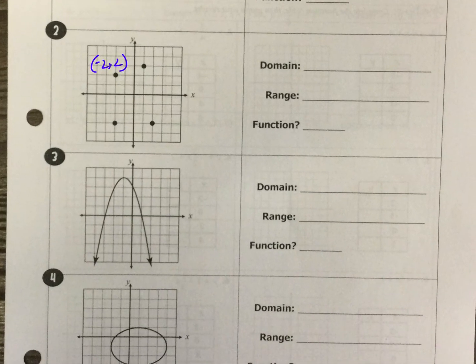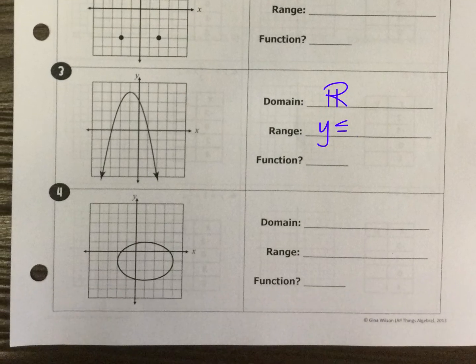Number 3, our domain, we can see that it's going on forever, a little bit to the left and a little bit to the right. So we're going to use our gang sign, all real numbers. For the range, though, there's a limit to how high it can go. Y is going to have to be less than or equal to what? So I need you to figure out the highest it can go. And then is it a function, yes or no?